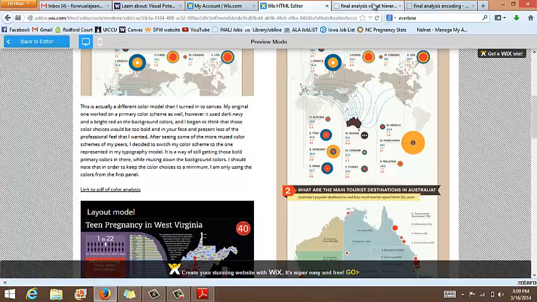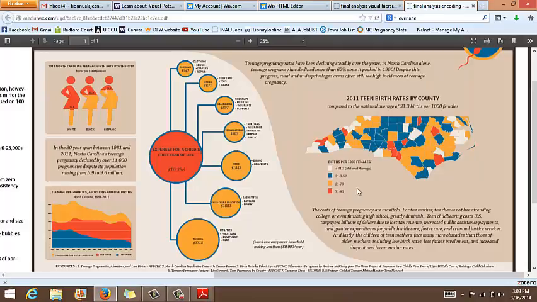So I played around with a few different color formats. Like I said, none of the colors really brought any connotation with them, especially this one, so I kind of just chose.